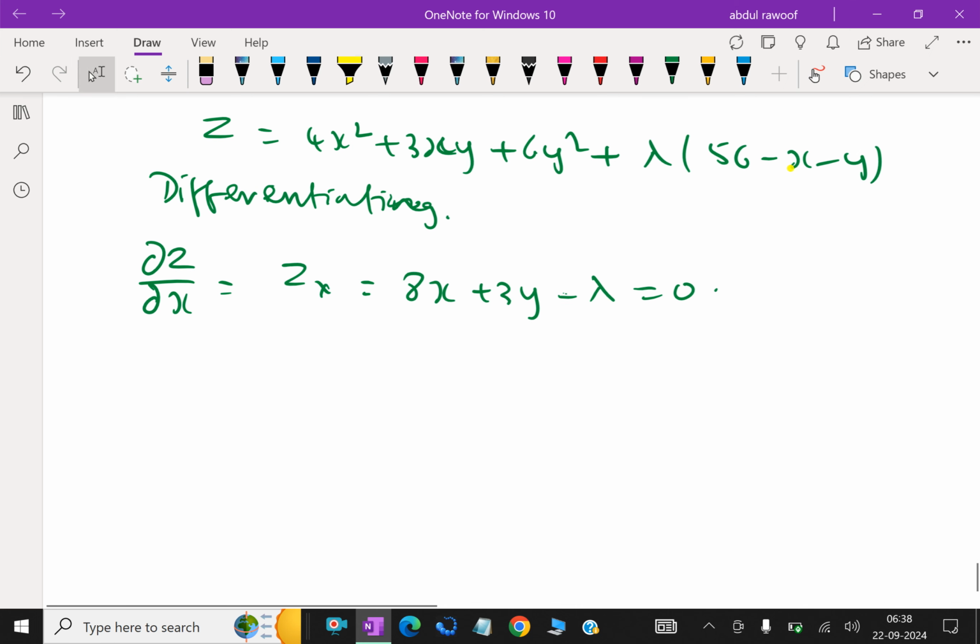Then dou z by dou y, which is equal to zy. Similarly, you differentiate with respect to y. This is 0 because it has only x. Here, the derivative of 3xy with respect to y is 3x.